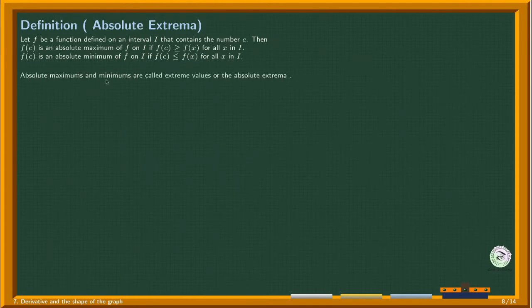Absolute maximums and absolute minimums together are called extreme values, or absolute extrema.